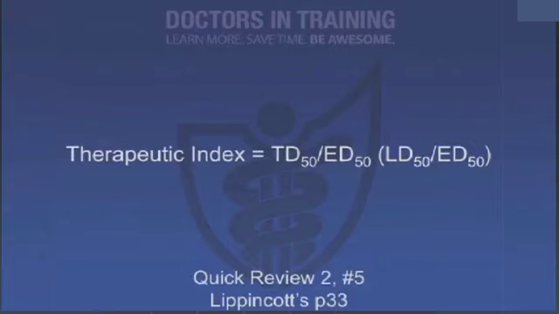What is the formula for therapeutic index? Well, therapeutic index will equal TD50 divided by ED50. So you've got your toxic dose divided by your effective dose. Now, sometimes you'll see LD interchanged for TD, and that'll be lethal dose as opposed to toxic dose.